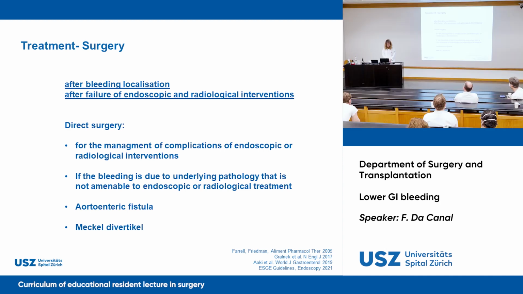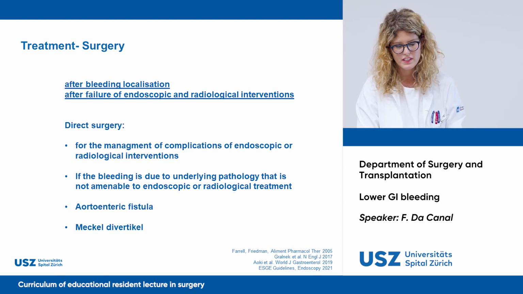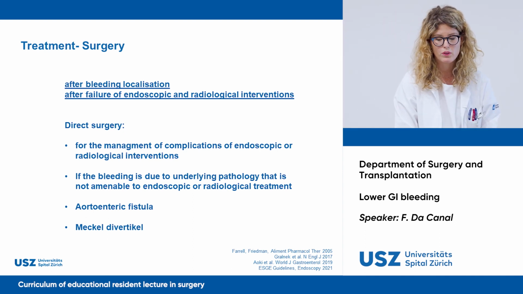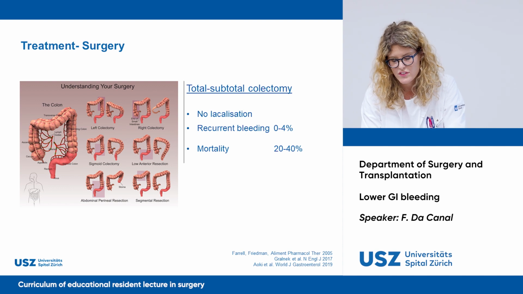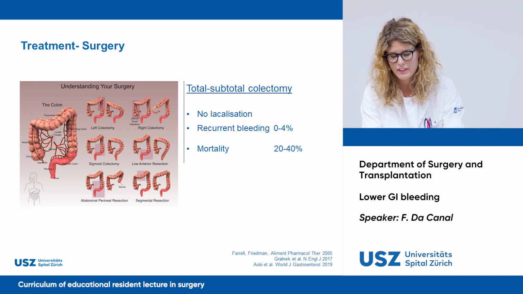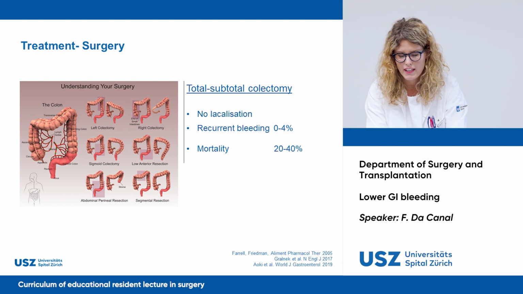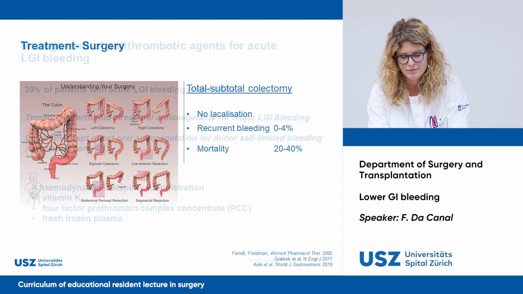Surgery should only be undertaken if the lower gastrointestinal bleed is due to pathology that is not amenable to endoscopic or radiological treatment. Emergency subtotal colectomy is an effective and definitive method of treating unlocalized massive lower GI bleeding, but it is associated with high mortality and morbidity.